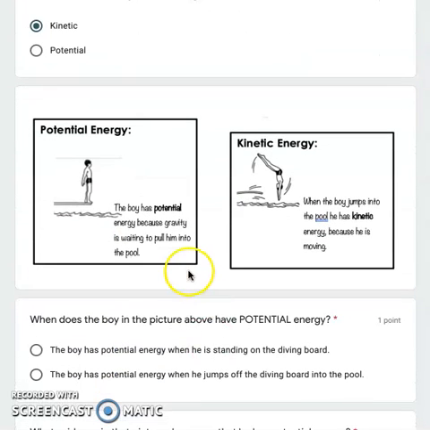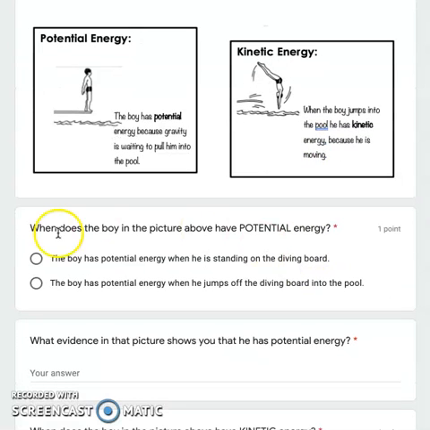Here's another example of potential versus kinetic. So let's say you are going swimming in a swimming pool. So this boy has potential energy because gravity is waiting to pull him into the pool. He's just standing there, he's waiting. The moment he dives off, or the moment he jumps into the pool, he now has kinetic energy because he's moving.